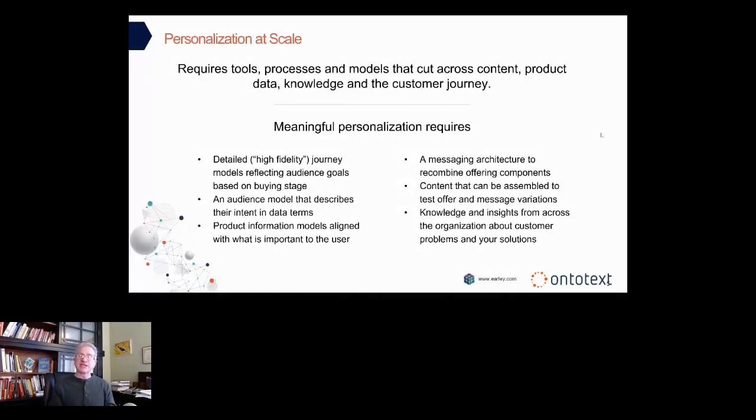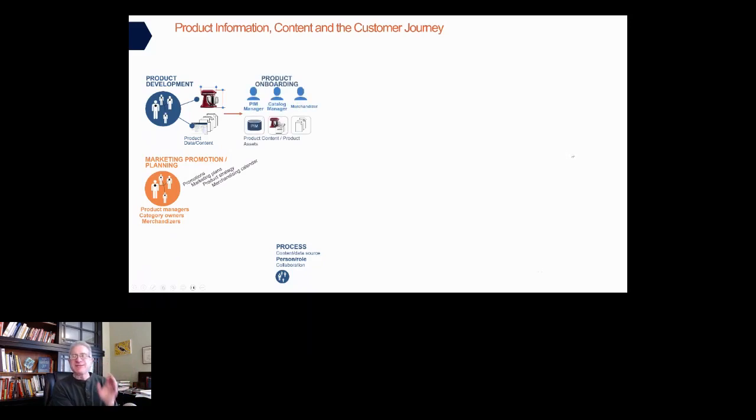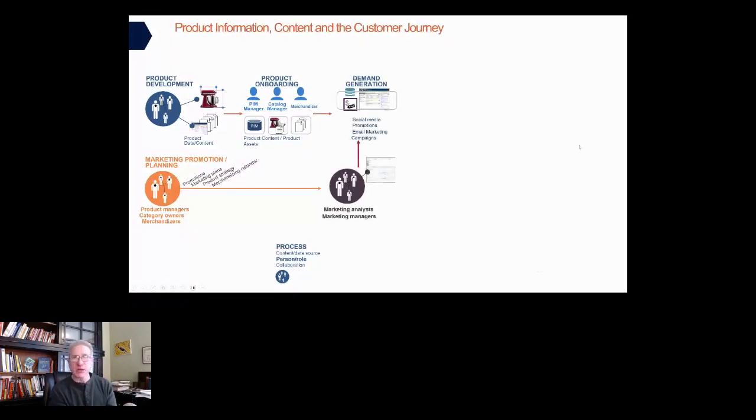And of course, we need knowledge and insights up and down the food chain about the customer problems and about your solutions. And this is how it looks, because when you think about product development, whether you're manufacturing a product or procuring a product for distribution, at the same time you're doing things in parallel. You're doing market planning and promotion. You're doing demand generation. And so product onboarding is product catalog operations. While you're onboarding the product with certain data characteristics and attributes, you're also building demand gen materials and support content, and getting feedback from the marketplace.